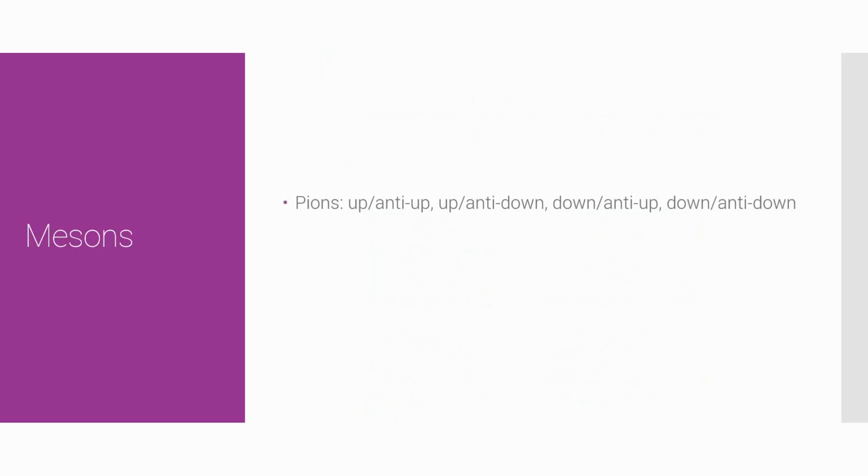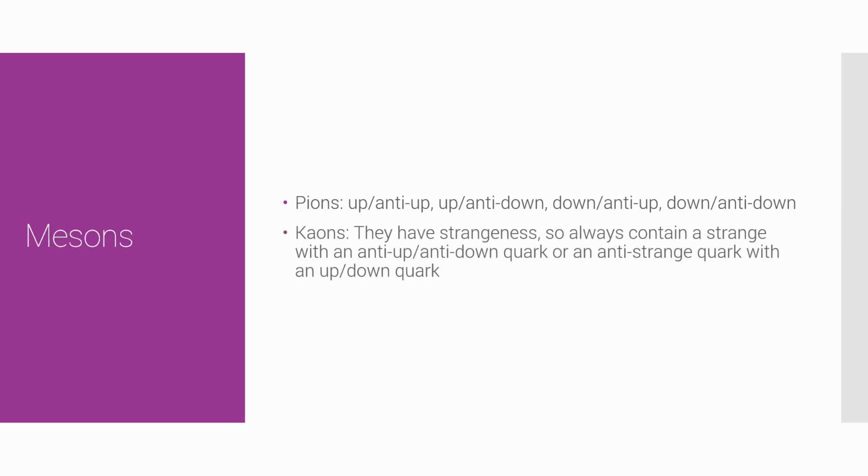Well, mesons are just made up of up, anti-up, anti-down, down, anti-up, down, anti-down. It's just made up of a combination of up, down, and their antiparticles. That's it. All mesons have to have a quark and an antiquark pair. That's all it is. Kaons, however, they have strangeness, so they always contain a strange quark with either an anti-up or an anti-down, or an anti-strange quark with an up or down quark.